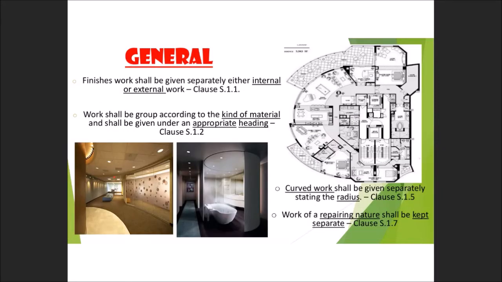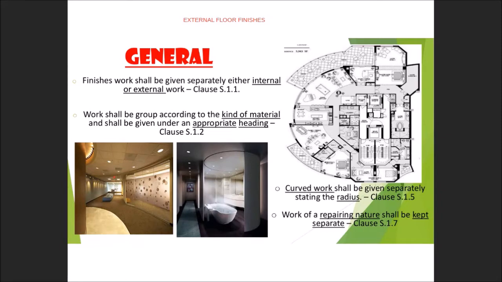We go back to the general principle. This is something that we have learned in general under staircase finishes, but now we are focusing on the floor finishes. So when we start any finishes, we have to look at the category. Finishes shall be given separately, either internal or external. Before you start any measurement, you have to identify the element. We have one external floor finishes, and another one we have internal floor finishes.